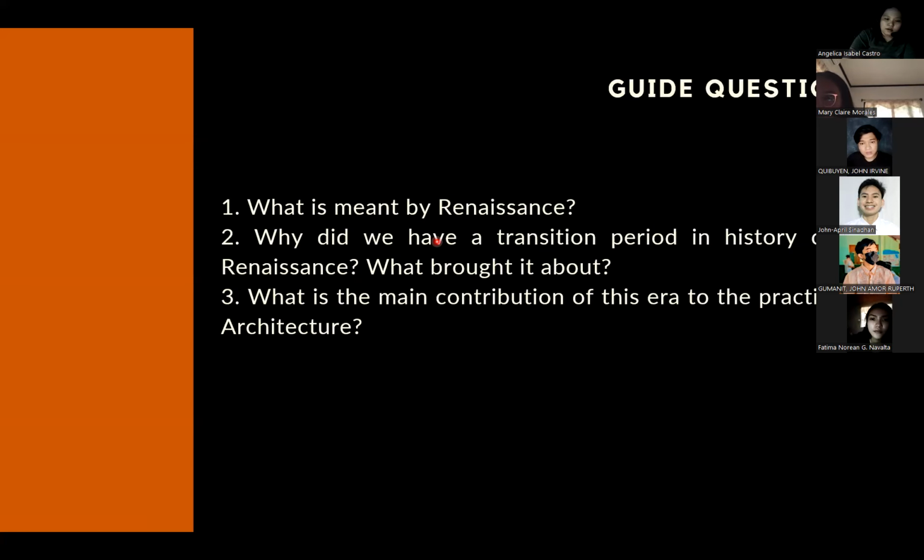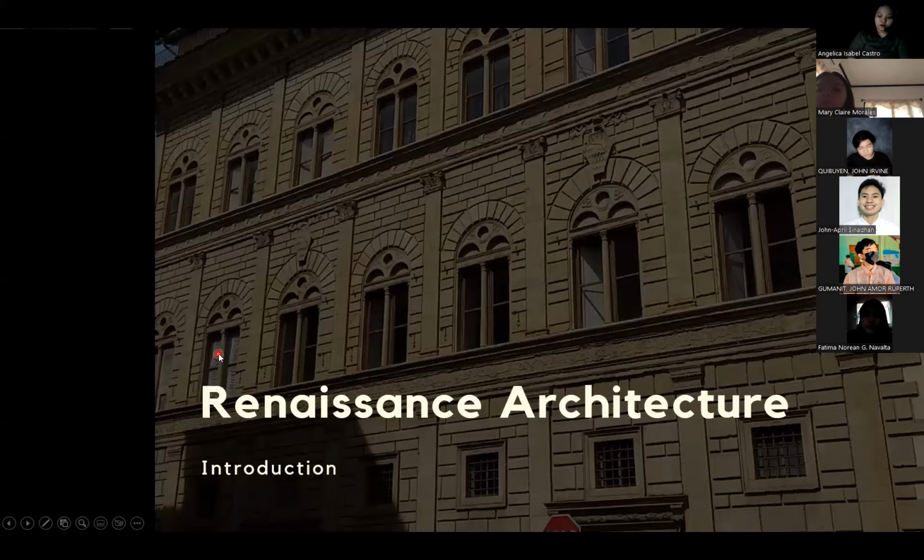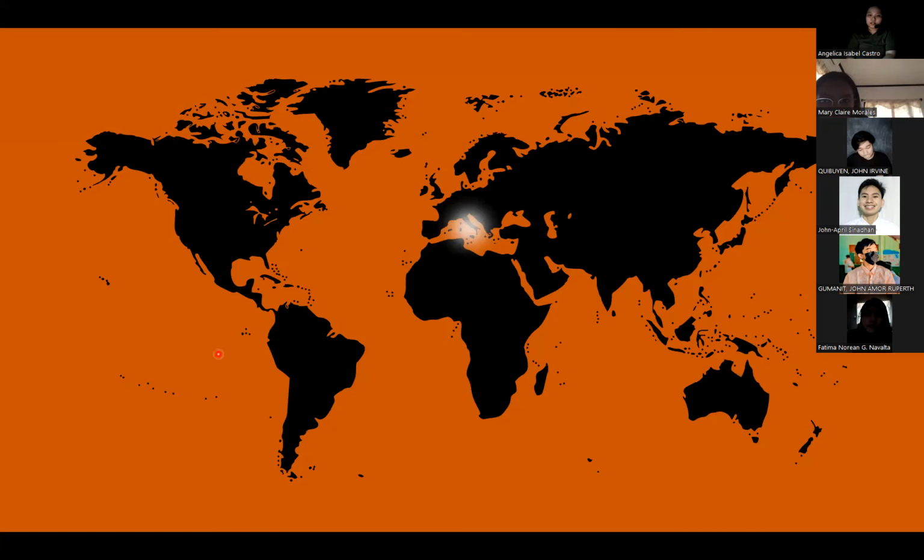Okay. So here are our guide questions. By the end of this discussion, I want you to be able to know what is meant by the word Renaissance. Why did we have a transition period in history called Renaissance and what brought it about? And what is the main contribution of this era to the practice of architecture? These are the questions we hope to answer at the end of this discussion. So, your Renaissance architecture, it started in Italy. Somewhere here in the map is Italy.